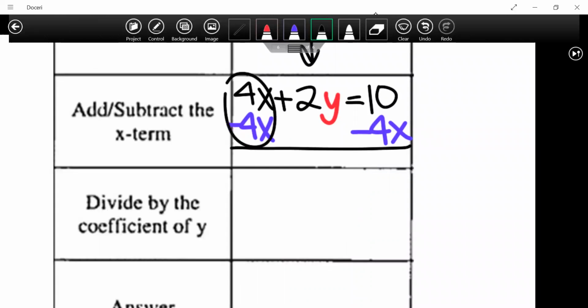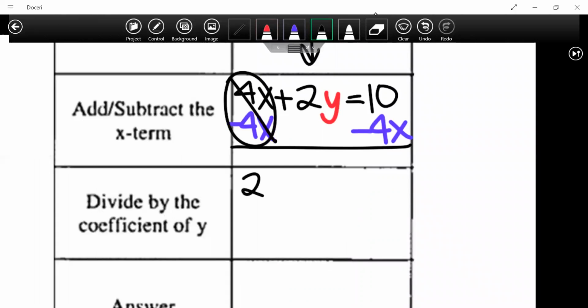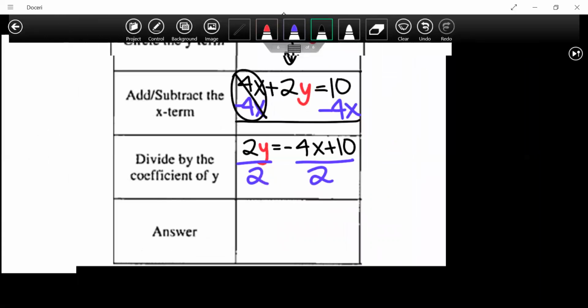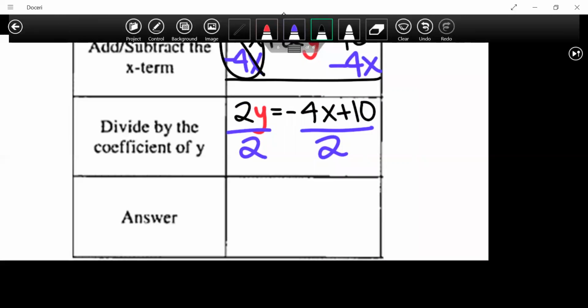My 4x and negative 4x are going to cancel, leaving me 2y is equal to negative 4x plus 10. Can I reduce those? Those are not like terms. Then do what to it? Divide by the coefficient of y, which is 2. We're going to simplify. My 2 and 2 are going to give me 1, which will leave me y is equal to negative 4x plus 10 all over 2. Some of you guys can reduce it, which is okay.